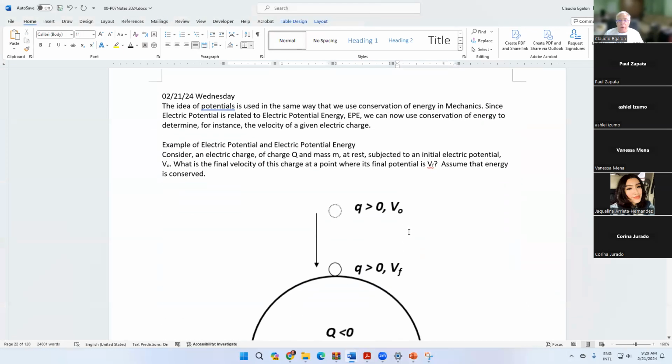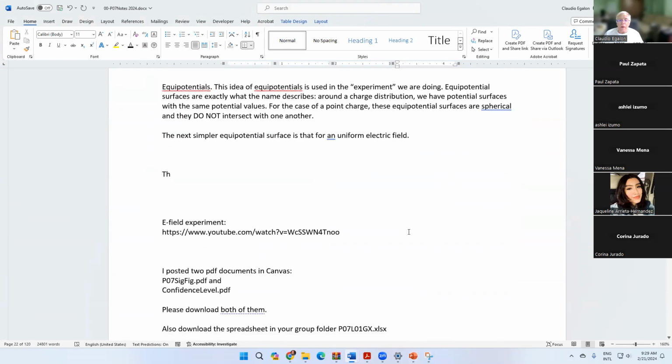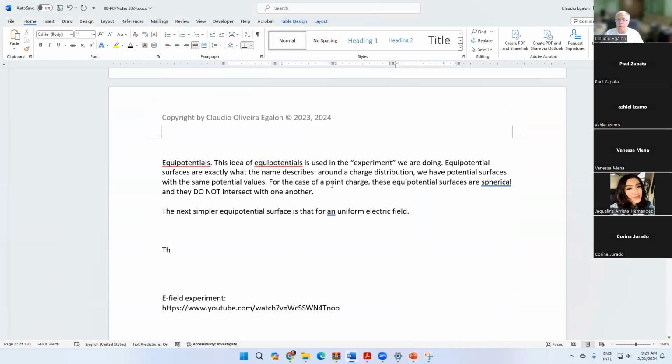Okay, so here we go. Equipotentials. The idea of equipotentials is used in the experiment we are doing. Equipotential surfaces are exactly what the name describes. Around a charge distribution, you have surfaces with the same potential values. For the case of a point charge, these equipotential surfaces are spherical and do not intersect with each other.